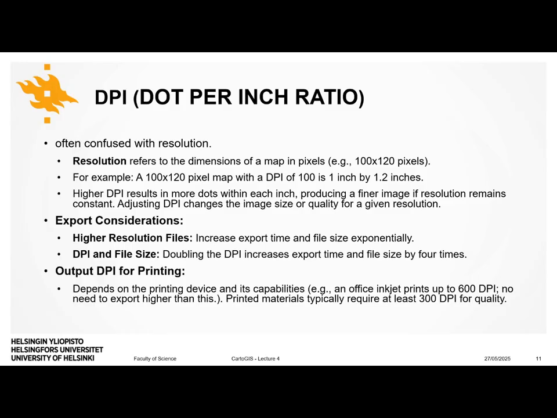So what DPI should you go with? It depends on the printing device. Of course, if you have simple printers at home, then there is a limit on what DPI they support, so you don't need to go very high with the DPI. But if you are sending it to a professional printing service where they are using an advanced plotter, then they can support higher DPIs. So it depends on the printing device and its capabilities. An office inkjet prints up to 600 DPI. No need to export any higher than this because it just takes space and makes the exporting process a bit longer. But usually for printed materials, 300 is the average.